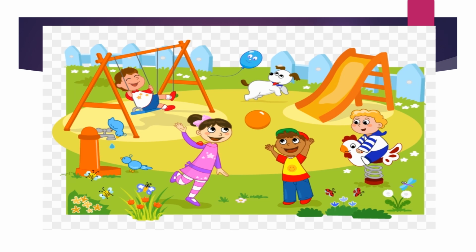Next one. Who is hitting the ball? The girl is hitting the ball. Okay, now you know how to give answers for these kind of questions. Now, let's move.